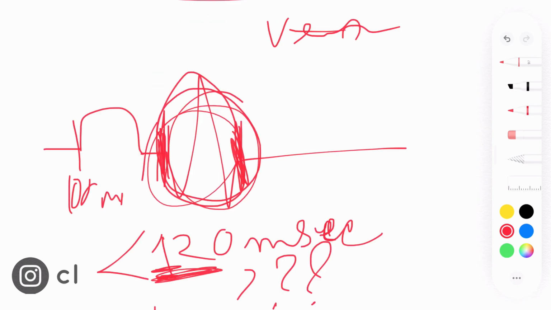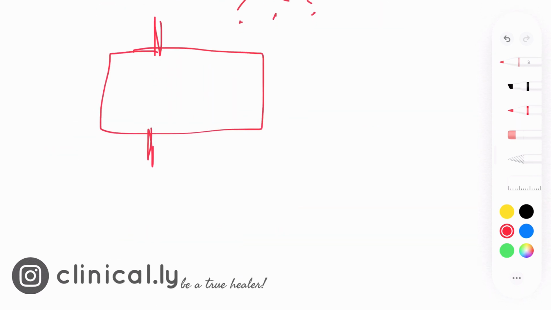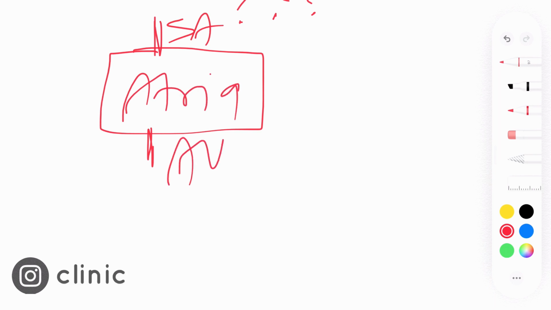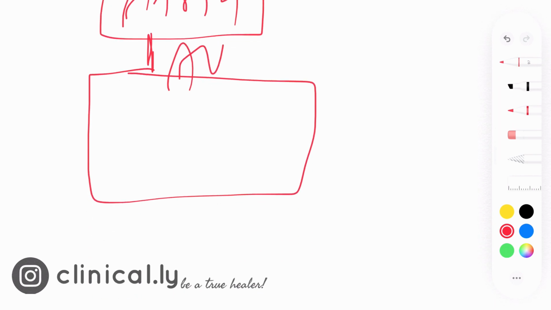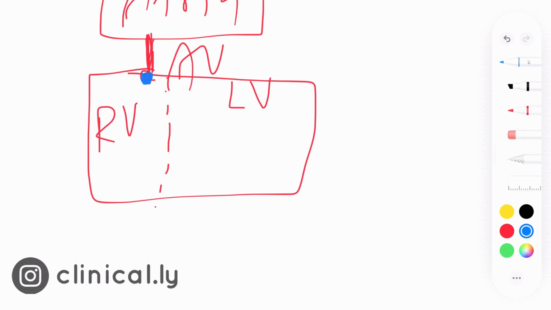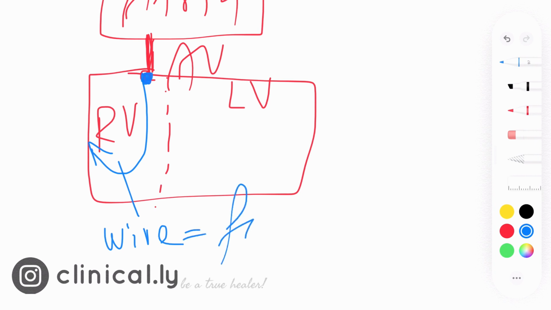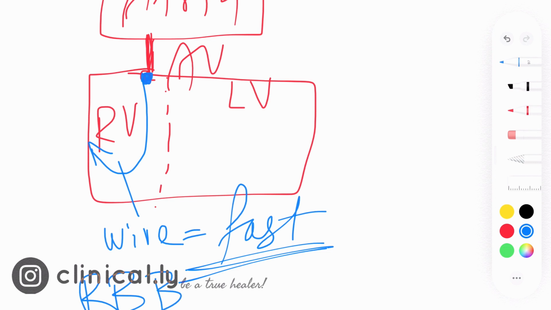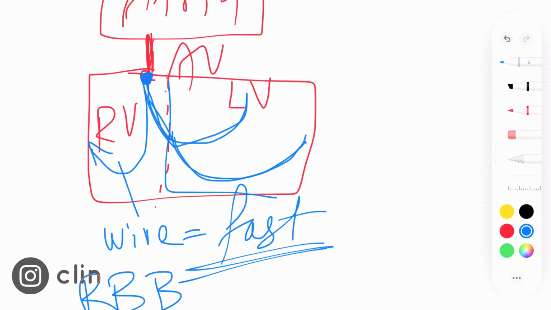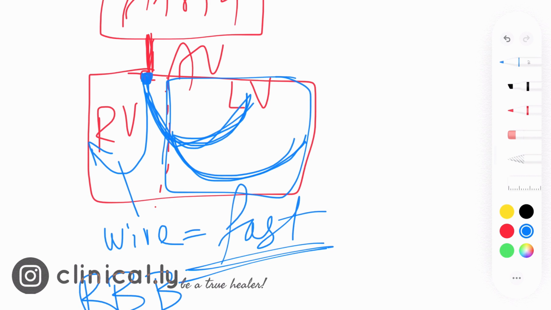Let's draw our SA node, our atrial block, our AV node, and our ventricular block. Now let's partially divide the ventricular block into right ventricle and left ventricle. The activation which starts to flow in the ventricles is taken by specialized wires in a very fast way to distant parts of the ventricles. The right sided wire is called the right bundle branch.